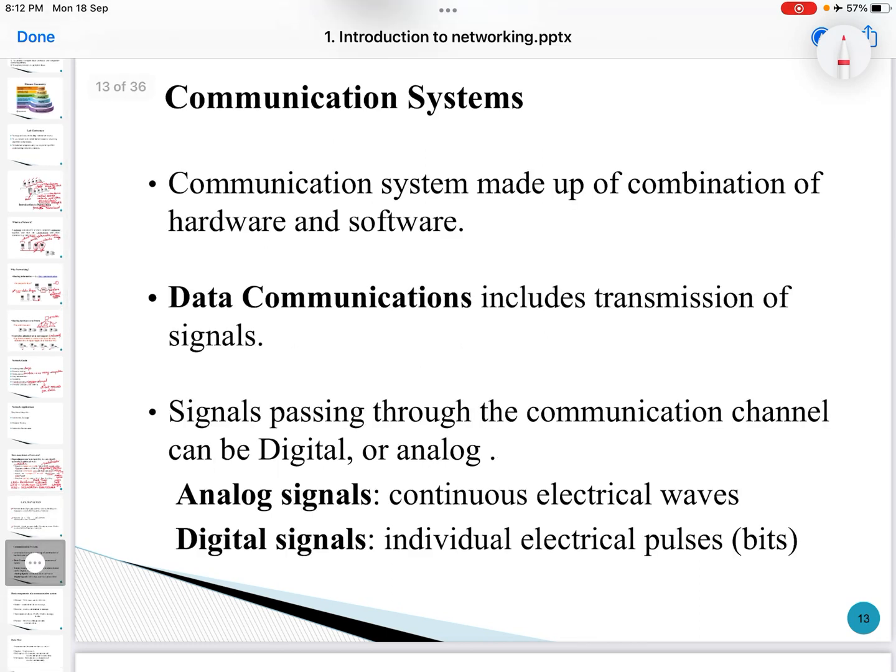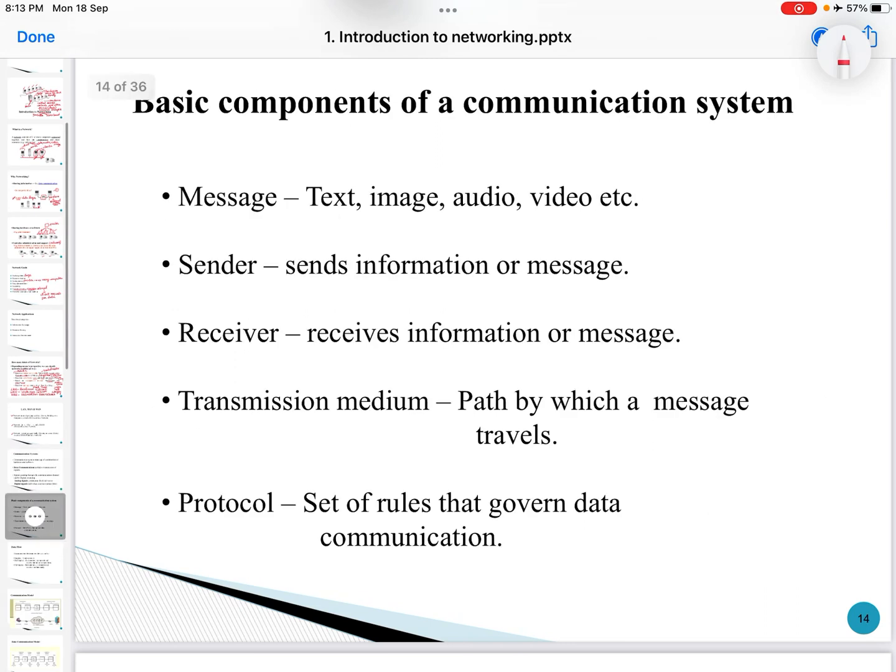Next is communication systems. Communication systems are made up of a combination of hardware and software. Data communications include transmission of signals. Signals passing through the communication channel can be digital or analog. Analog signals are continuous electrical waves. Digital signals are individual electrical pulses.